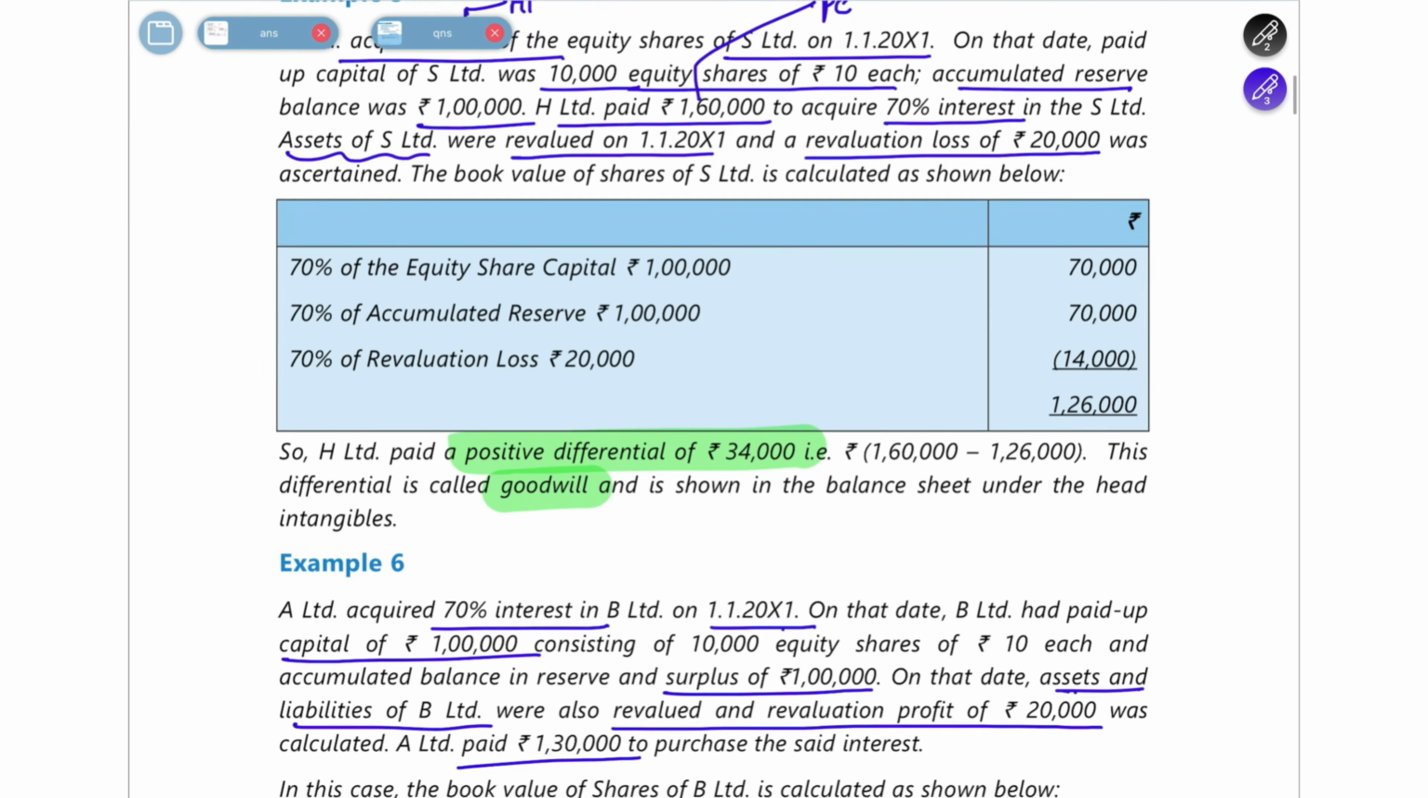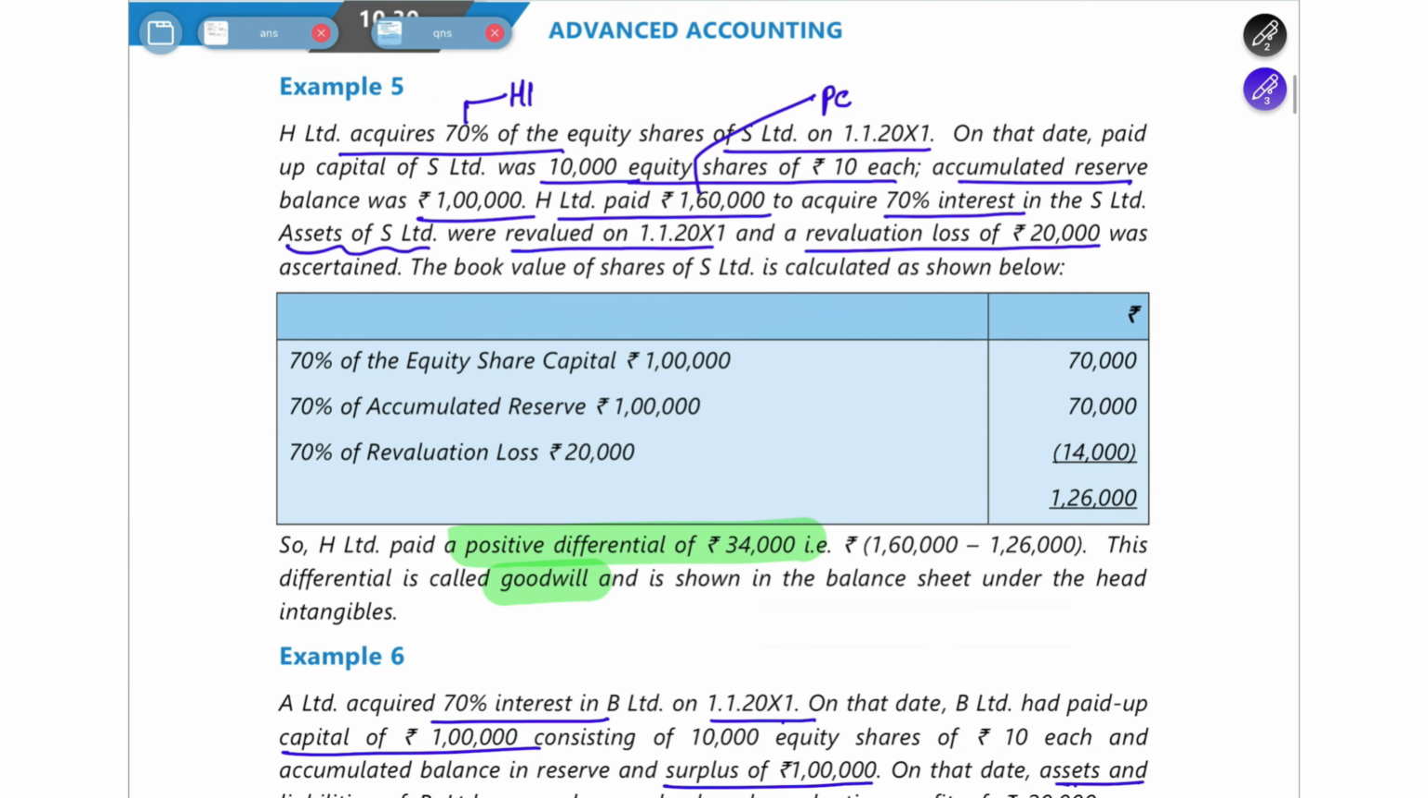Okay, so example number 5, as you see, here they are saying that there is H Limited and they have acquired 70% of S Limited. So 70% is your holding interest, which means the remaining 30% will be your minority interest. Okay, and on what date have they acquired? They have acquired it on 1st Jan 2001. So on 1st Jan they have acquired how much percentage? 70%. Okay. And then they are saying that on that date S Limited's paid up share capital was 10,000 equity shares of 10 each, and the accumulated reserve balance was 1000.